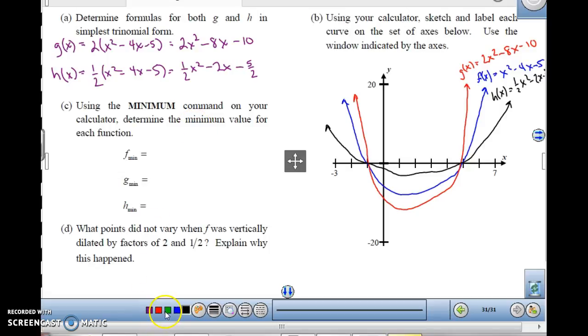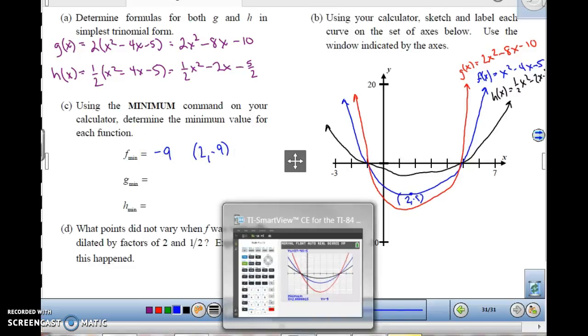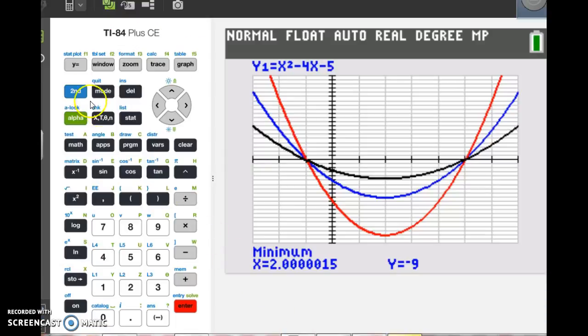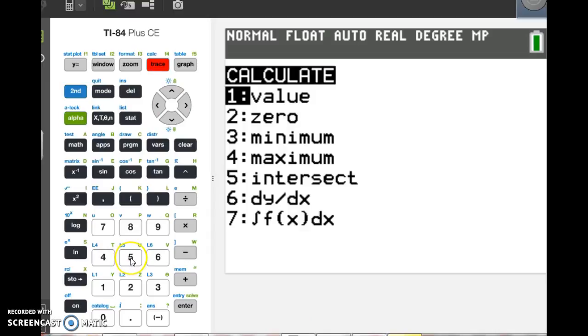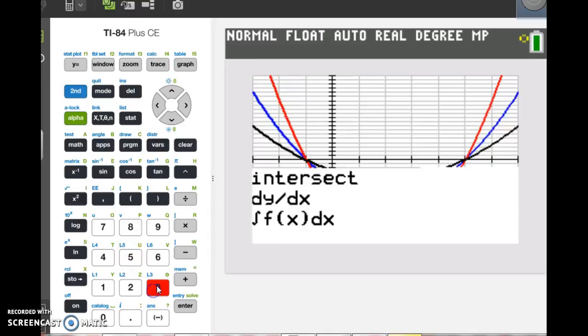That one is going to be the blue one, which was F min, at -9. Okay, so this is at 2, -9. All right, so that's actually the point 2, -9. Okay, now let's look at the next one, the red one. Second, calculate, the minimum, number 3.